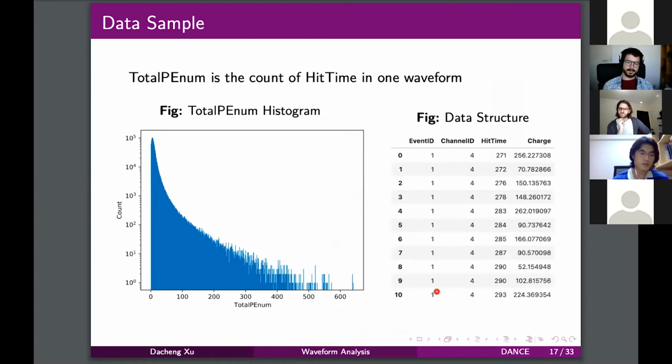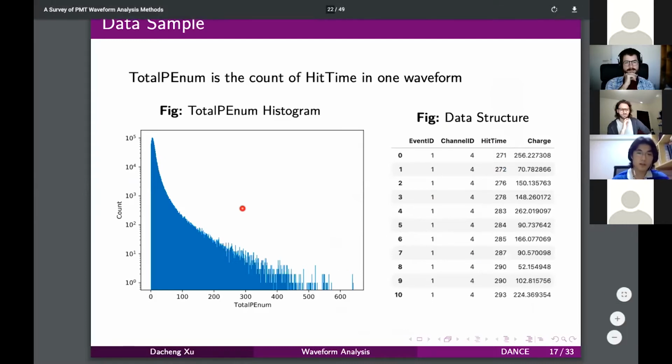Total photon electron number is the count of hit time. The hit time is the third column here. And here is a histogram of total photon electron number and the data structure.